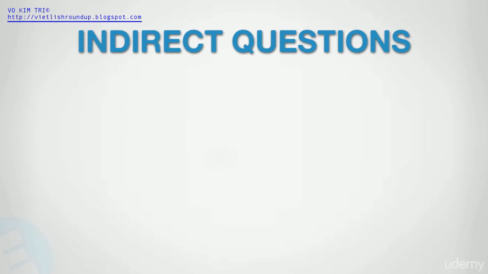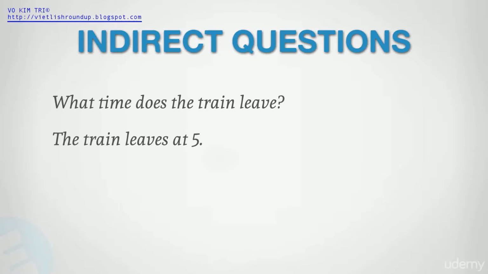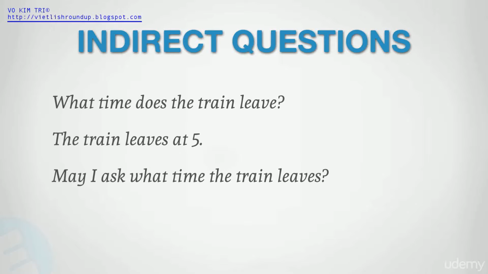Same goes for auxiliary verbs. If we ask a direct question, "What time does the train leave?" the answer is, "The train leaves at 5." So to pose our indirect question, we will use that same structure we have in the answer. "May I ask what time the train leaves?" Notice that we don't use do or does. The train leaves. After the polite question, we have the question word and then the statement.